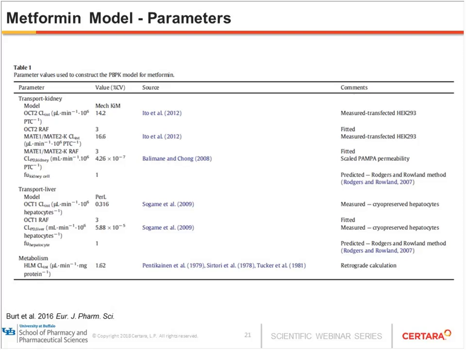And I do want to point out that the metabolism of metformin in this model is handled by an intrinsic clearance parameter in the human liver microsomes. It's not assigned to specific enzymes. So for that reason, and because metformin is not highly metabolized, we didn't look into changes in drug metabolizing enzyme expression and activity in this aim for this compound. So we'll be looking mainly at impact of the expression and activity of transporters and the impact of fraction unbound.